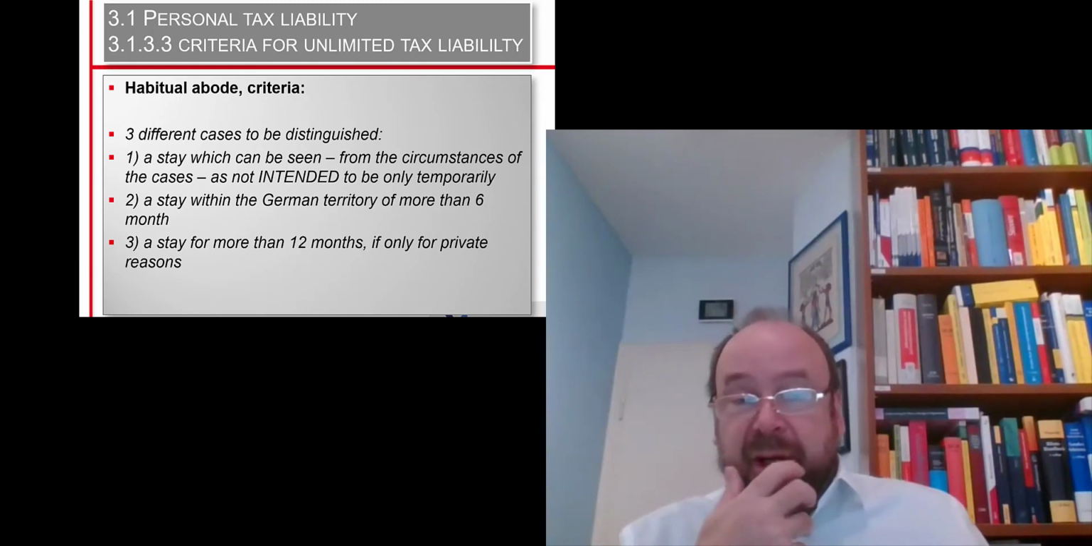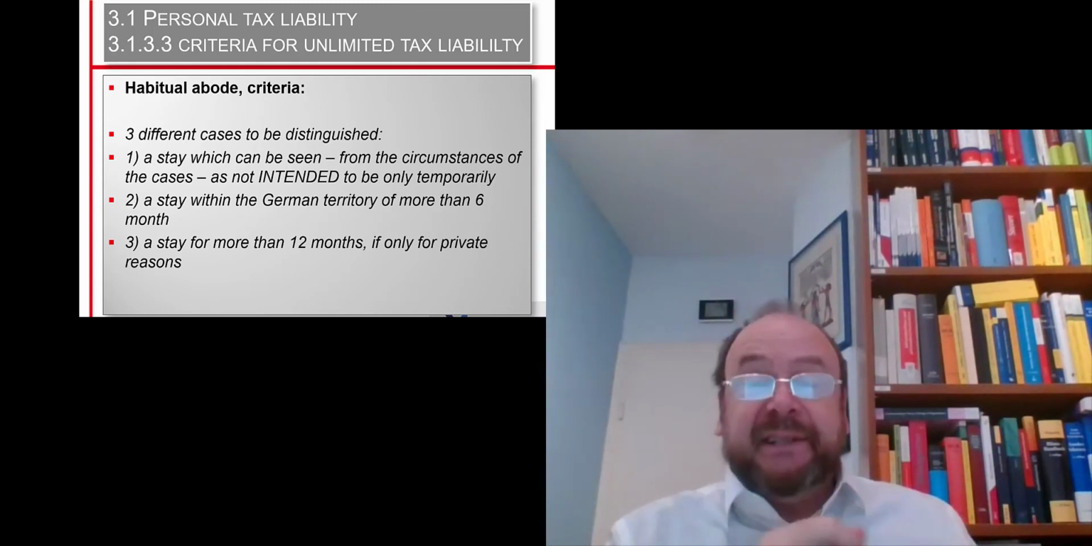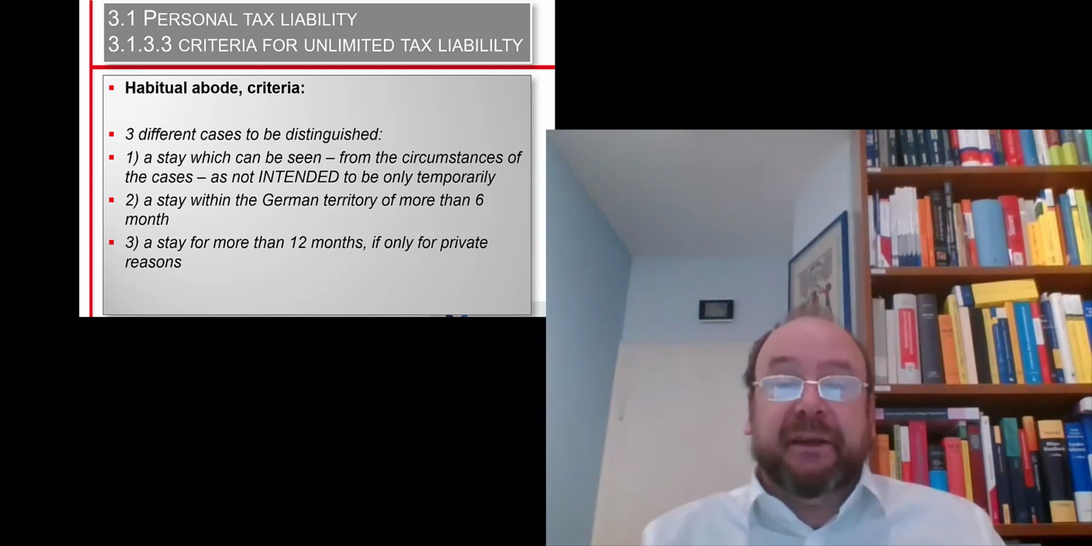So you either end up with a residence or with the habitual abode. Most cases will be decided already by the residence, because most people living here for a longer time will rent rooms or buy a house.